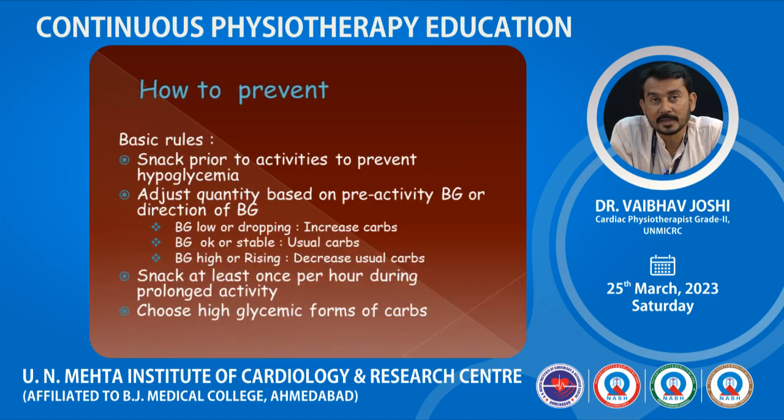How to prevent hypoglycemia? Basic rules are: snack prior to activities to prevent hypoglycemia. Adjust quantity based on pre-activity blood glucose or reduction of blood glucose. If your blood glucose is low or dropping, increase your intake of carbohydrates. If your blood glucose is okay, then take the usual carbohydrates. And if your blood glucose is high, decrease the usual carbohydrates, and snack at least once per hour during prolonged activity. Choose high glycemic forms of carbohydrate. This way we can prevent hypoglycemia.